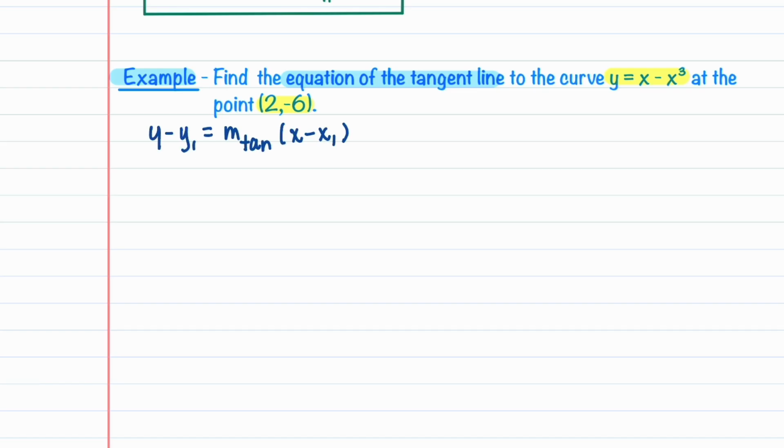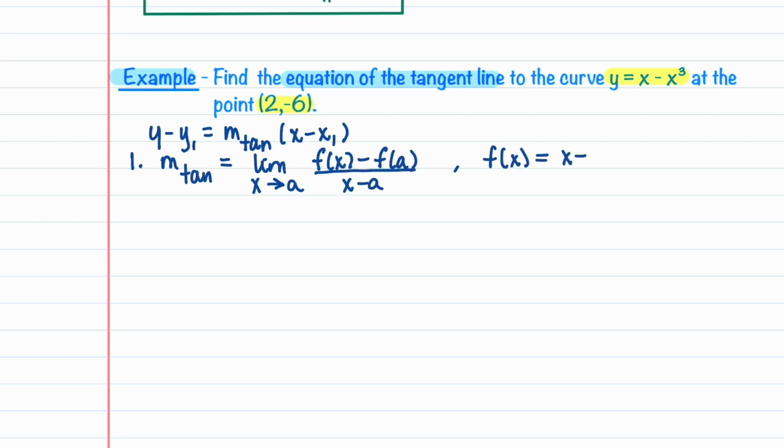Let's now find the slope of the tangent line using our first definition. That definition is the slope of the tangent line is the limit as x approaches a of f of x minus f of a, all divided by x minus a. We're going to be substituting in that f of x is x minus x cubed, and then a is the x value of the point where we're finding the tangent line, and that is equal to 2. Let's go ahead and substitute this in.